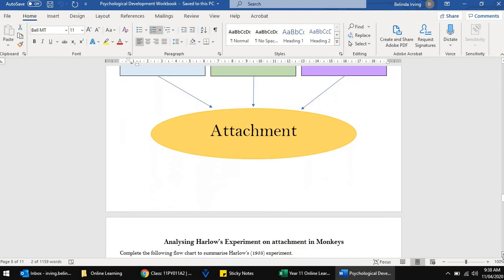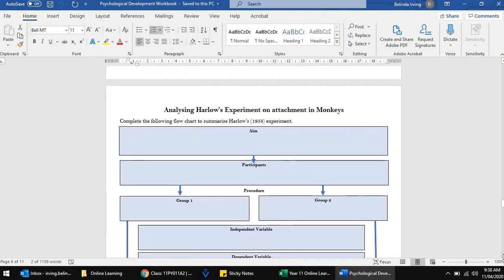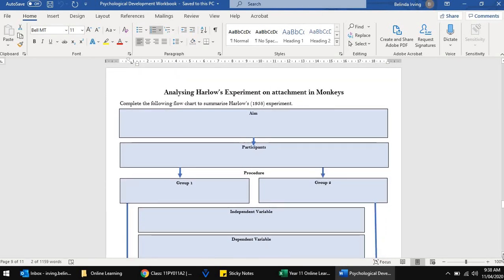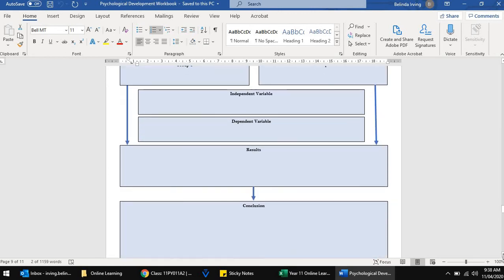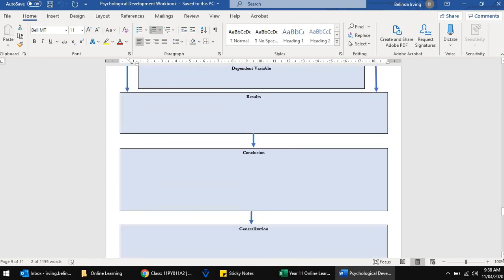And then Harlow's experiments on monkeys. So most of you should know this from the logbook. You need to go through the aim, the participants, group one, group two, independent and dependent variable, results, conclusion and generalization. The textbook has a great deal of information about this, and so does any kind of research on it as well.